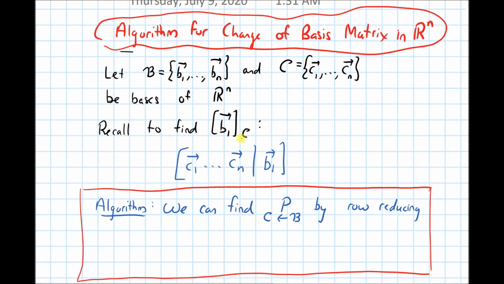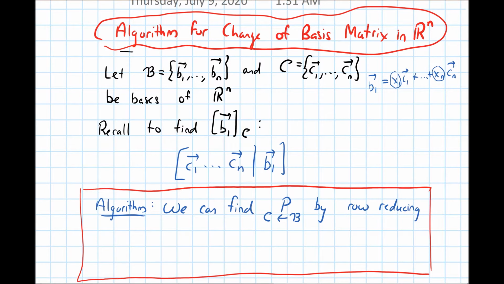The reason we're forming this augmented matrix is that when we're trying to find the coordinate vector of B1 relative to C, what we're really trying to do is write B1 as a linear combination of the vectors in C, as x1 times C1 plus dot dot dot plus xn times Cn. And I want to know what these weights are, x1 up until xn. The way I do that is I form this augmented matrix with the vector C1 on the left-hand side of the bar, and then B1 on the right-hand side.